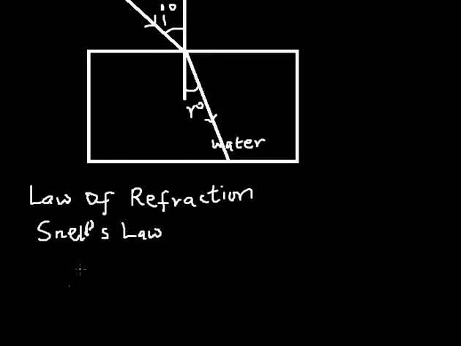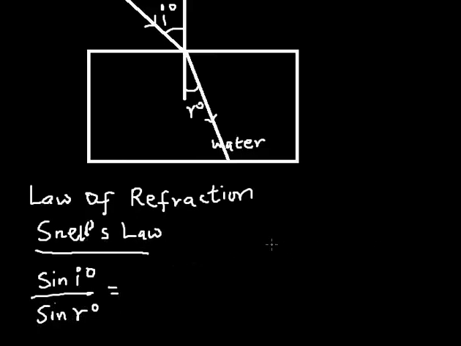Now the law states that the ratio of the sine of the angle of incidence, that's sine i, all over the sine of the angle of refraction, is always constant in any medium where refraction occurs. And this ratio is what is regarded as the refractive index of a medium. So this ratio is what yields the refractive index.